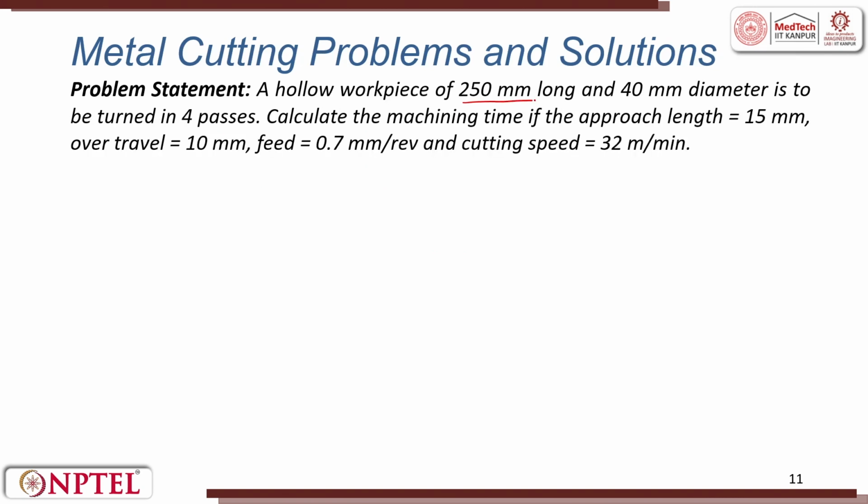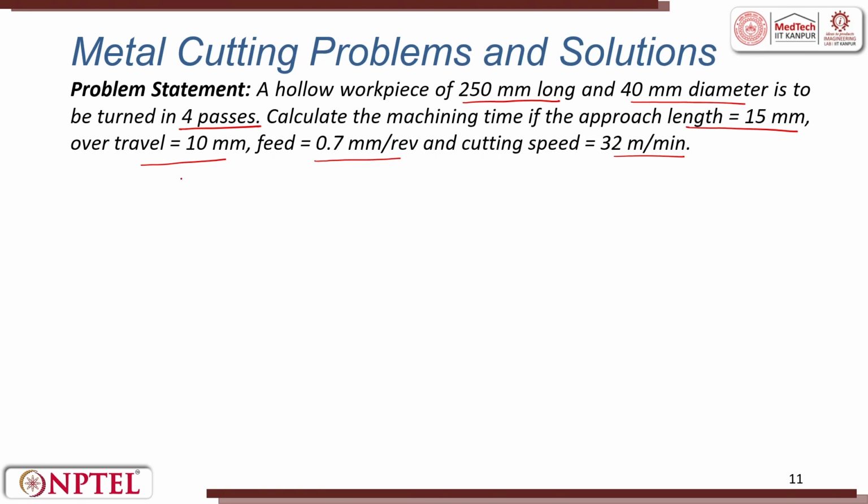A better problem statement that I'll try to solve here says a hollow workpiece of 250 millimeter long and 40 millimeter diameter is to be turned in 4 passes. The number of passes are here. Calculate the machining time if the approach length is 15 millimeter, over travel is 10 millimeter, feed is 0.7 millimeters per revolution, and cutting speed is 32 meters per minute. This is a good problem where we have the workpiece and we have approach length and over travel as well.